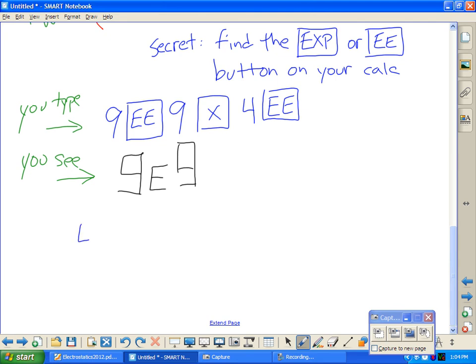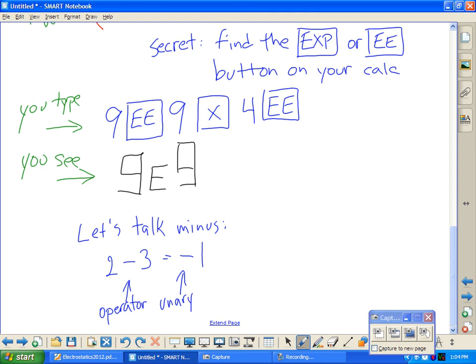Hang on. Let's talk minus. Two minus 3 equals negative 1. This minus is a different minus than this minus. This is an operator. It means subtraction. This is, I don't know what this is called. In grown-up world, we call it a unary minus. It means it's a negative number. You've got different buttons on your calculator for these. It's right next to the 0. Yes, it's the one next to the 0.